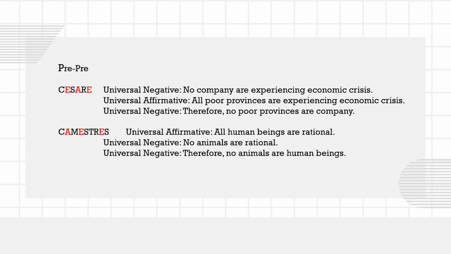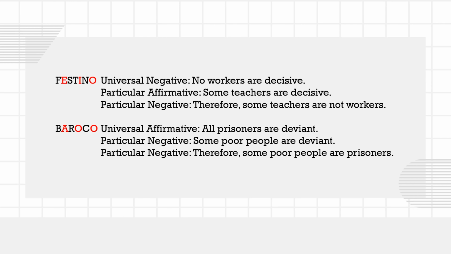Festino's syllogism is a valid form of categorical reasoning. It begins with the universal negative premise that no workers are decisive. It then introduces the particular affirmative premise stating that some teachers are decisive. The logical conclusion, therefore, some teachers are not workers, is a valid deduction based on the premises.